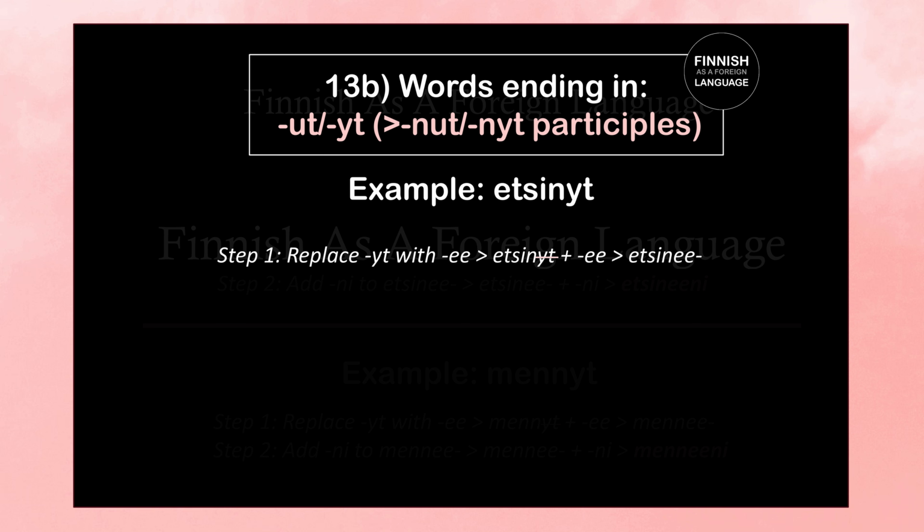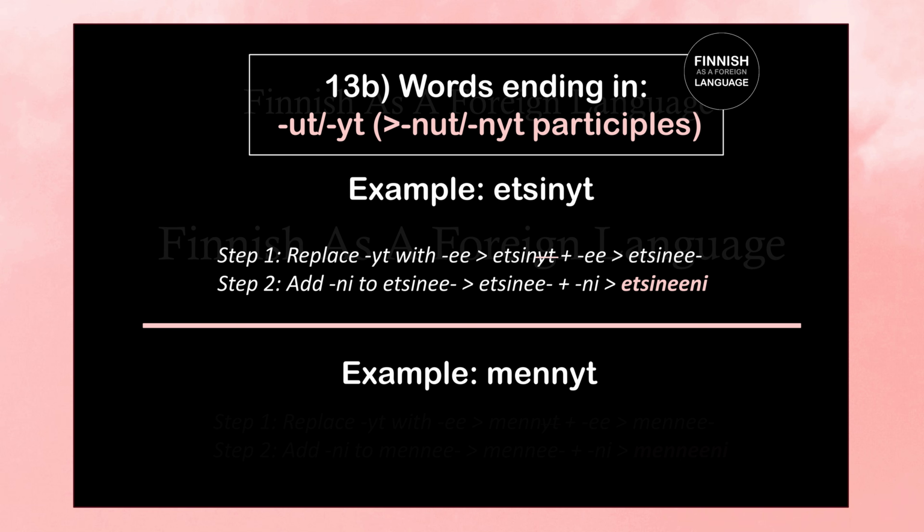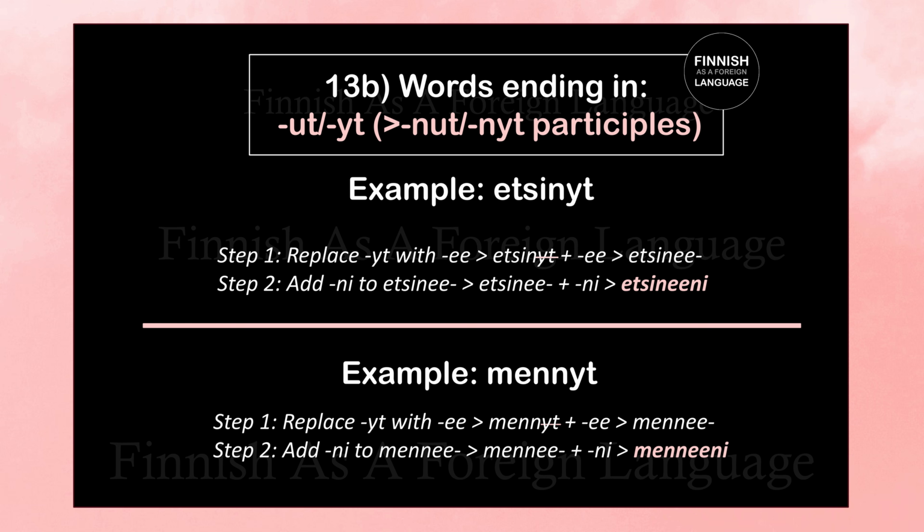In the first step, we have to replace ut with a double e, so etsinyt changes to etsinee. Then in the second step, we add ni, so we have etsinee plus ni, and we receive etsineeni. Let's take another example, mennyt, which is the past active participle of mennä, which means to go. Again, in the first step, we replace yt with a double e, so mennyt changes to mennee. And then in the second step, we add ni to it. So that means we have mennee plus ni, and we receive menneeni.